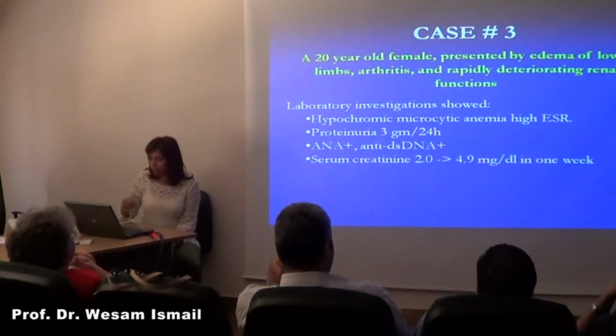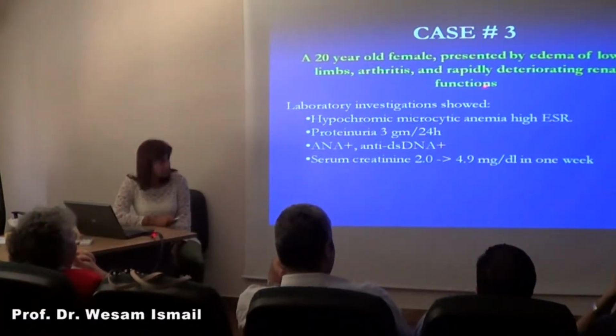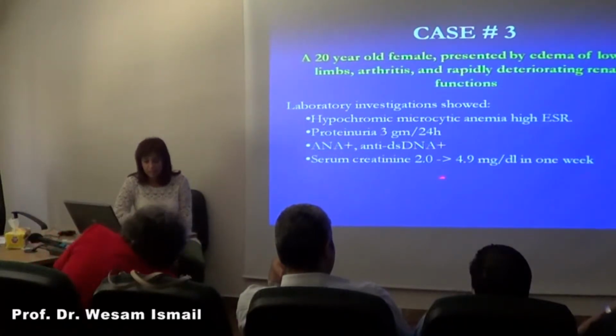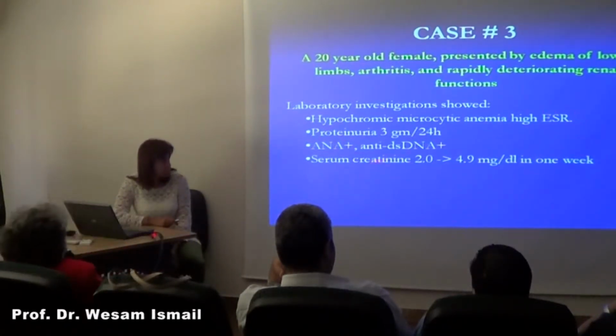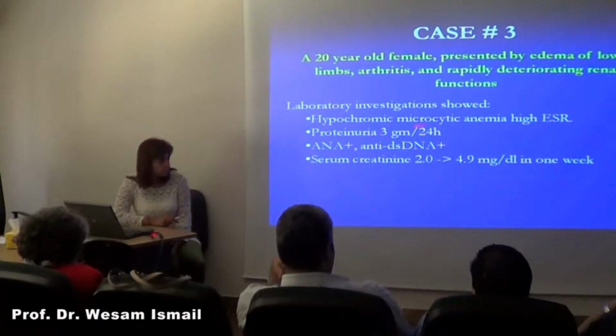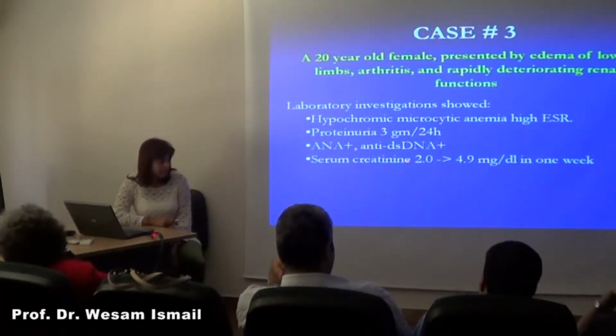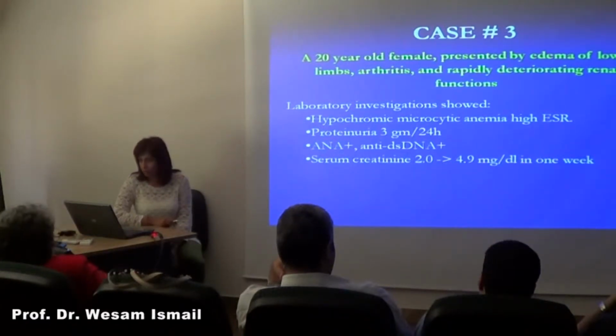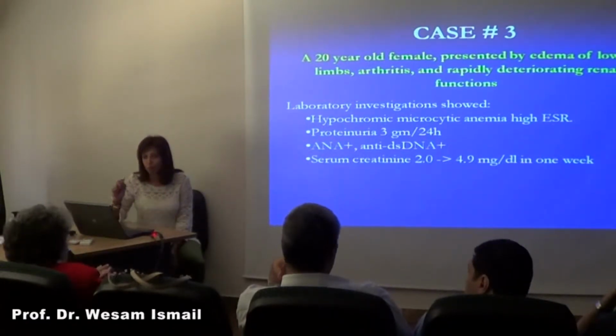A 20-year-old female presenting with edema of lower limbs, arthritis, rapidly deteriorating renal functions. Lab investigations showed hypochromic microcytic anemia, high ESR, proteinuria 3 grams, her ANA were positive, double-strand DNA positive. The serum creatinine was 2, which went above 4.9 in 1 week by the time she presented. So, very straightforward, rapidly progressive.